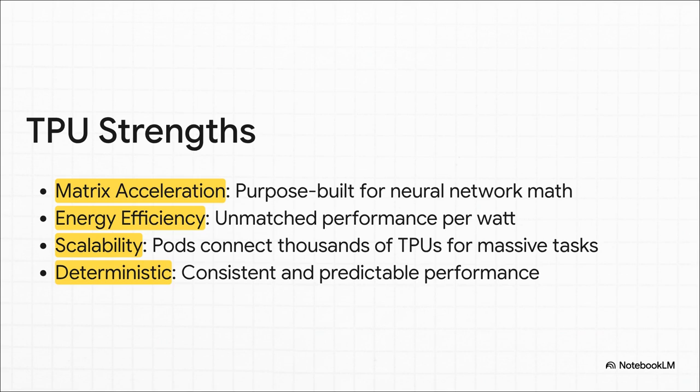So its strengths are, as you'd expect, laser-focused on that one job. It's designed to do one type of math, matrix calculations, incredibly fast. And that just happens to be the native language of AI models. It delivers unbeatable energy efficiency and predictable, consistent performance. So for any business running AI around the clock, that efficiency is not just some technical detail. That translates directly into huge savings on your operational costs. It's a massive competitive edge.